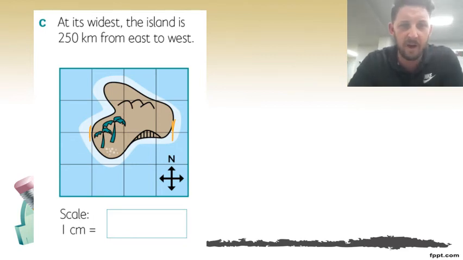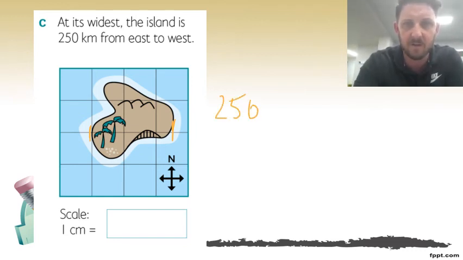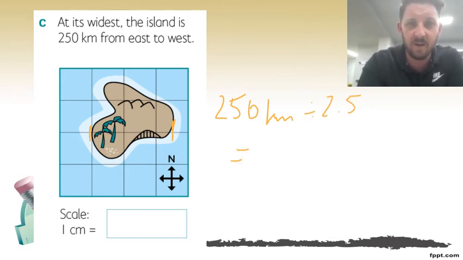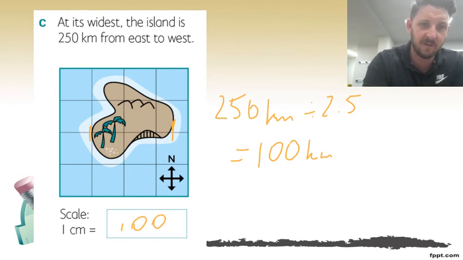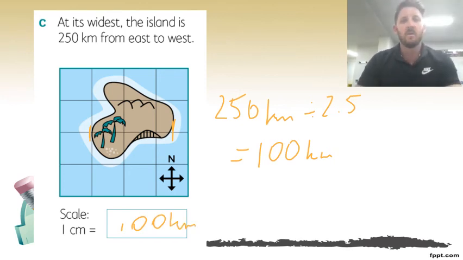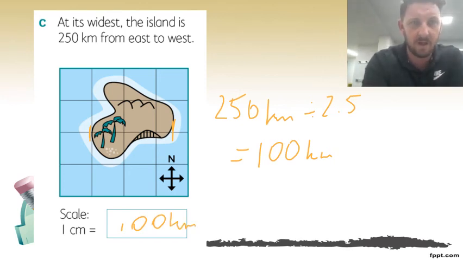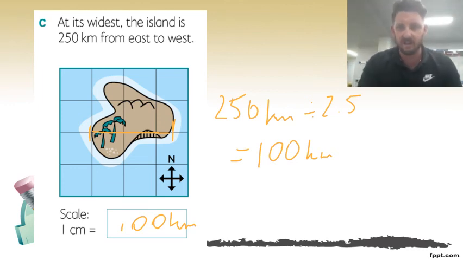Hopefully you've had a really good crack at that, gents. You can see that for 2.5 squares, we have 250 kilometres, and we're going to divide it by 2.5 squares. I know that that would equate to 100 kilometres. So 1 centimetre is equal to 100 kilometres. Now if I double check that, I have 100, 200, and then half of 100 is 50. So 100, 200, 250. We've got our answer. Well done.